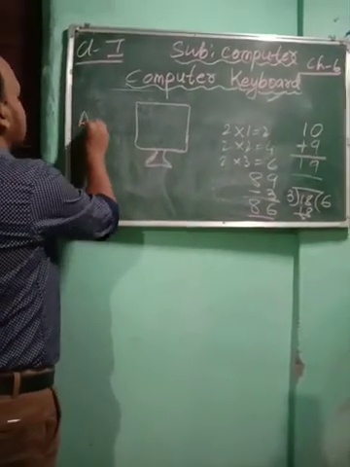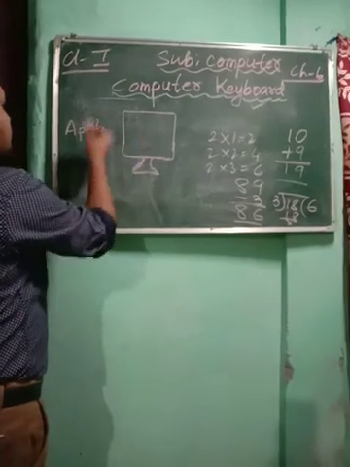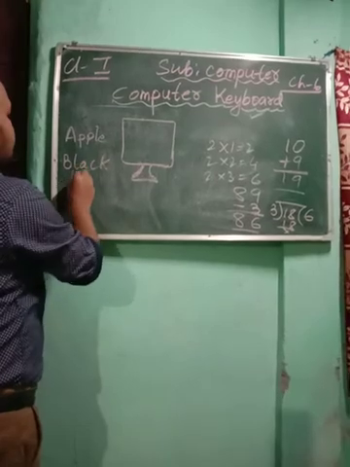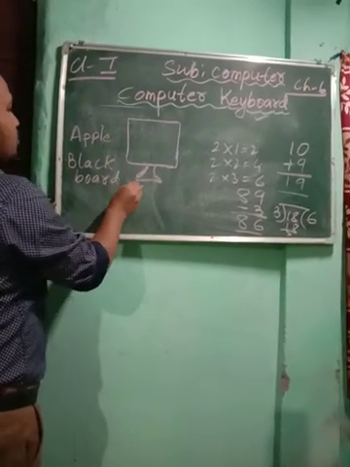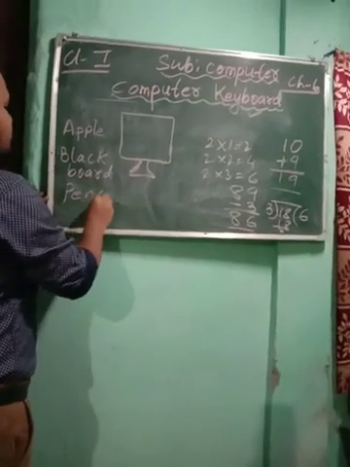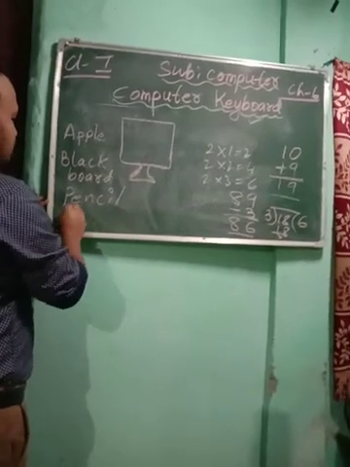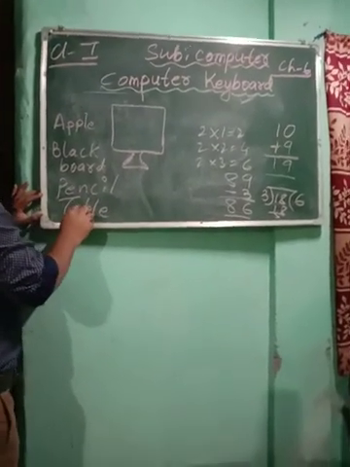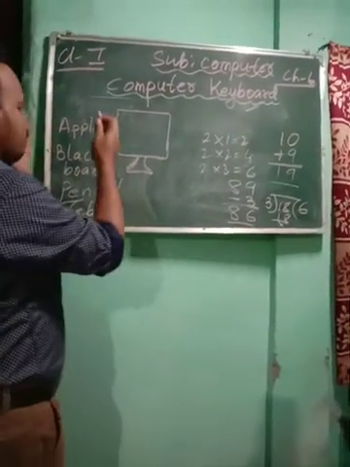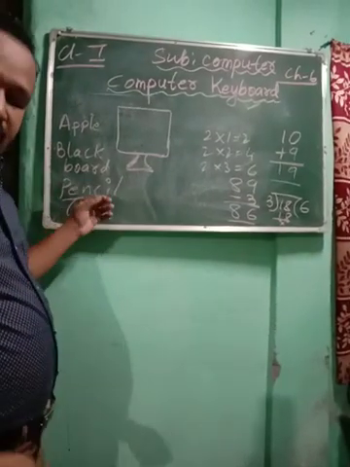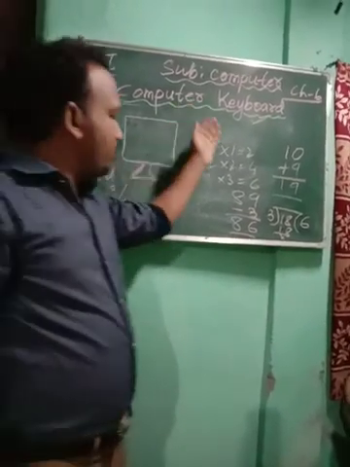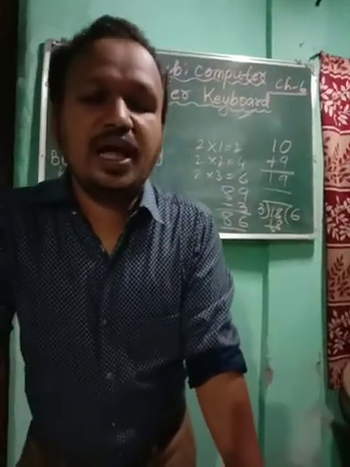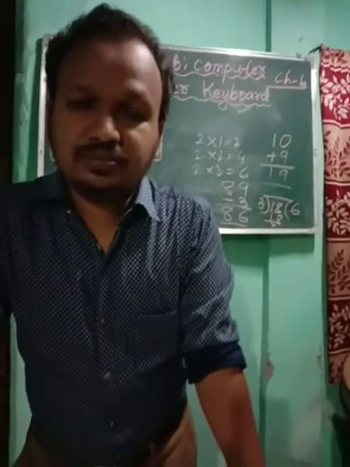You want to write about apple, you can write the words. You want to write about blackboard, about pencil, about table. Everything you can write on the monitor screen with the help of alphabet words, and with the help of numbers you can do the numericals. This will help you to do the work.